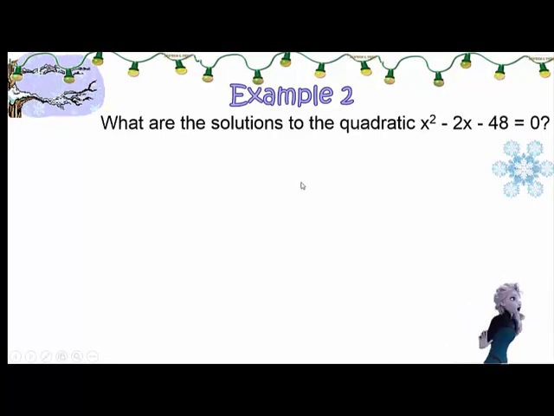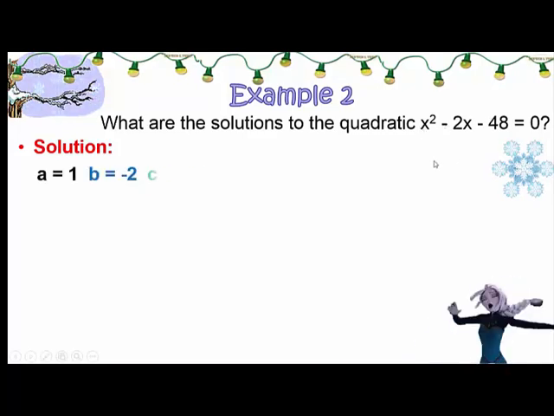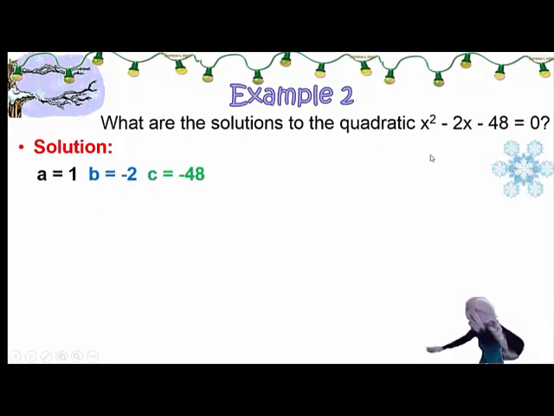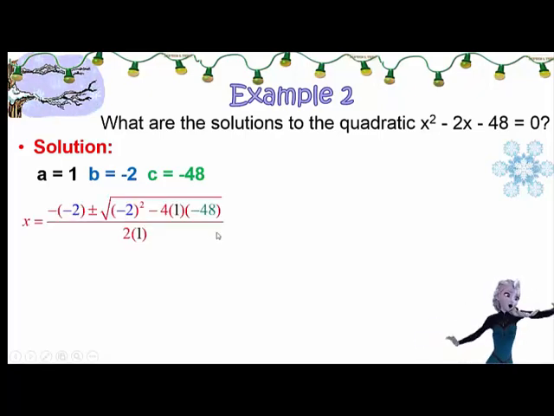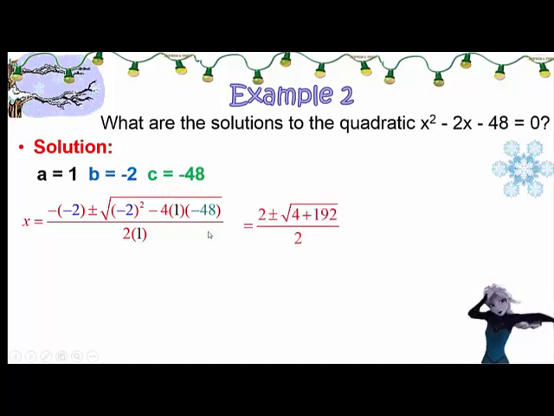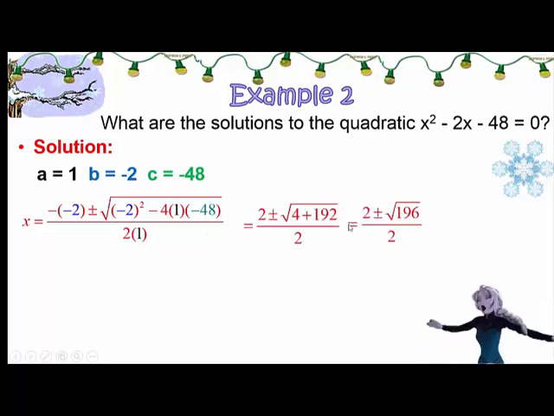Here we're going to actually just use the quadratic equation. So as before, we have it in standard form, so all we have to do is define A, B, and C. So there we have A is equal to 1, B is equal to -2, C is equal to -48. And as before, we just plug it into our quadratic equation. Where we see the B's, we put the -2. Where we see the A's, we put the 1. And the C, we put the -48. And solve as usual in order to get our two answers.